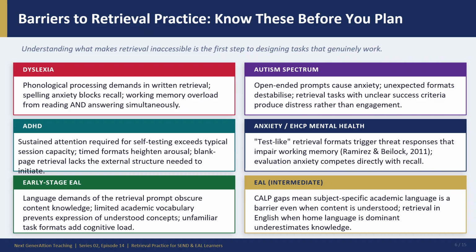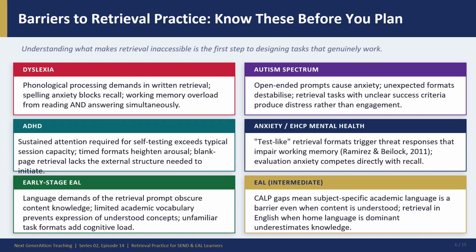Before we look at strategies, we need to look at barriers, because if you don't understand what's making standard retrieval practice inaccessible, you can't design adaptations that actually address the right problem. Dyslexia. Written retrieval places high demand on phonological processing. Spelling accuracy can trigger anxiety that blocks recall, and learners may experience working memory overload from reading and answering at the same time. These are format barriers, but not knowledge barriers.